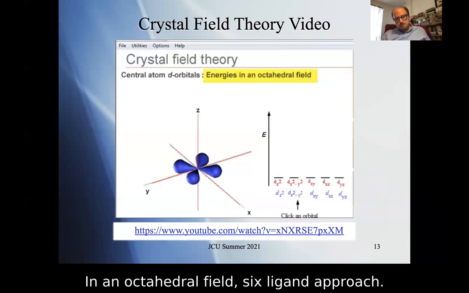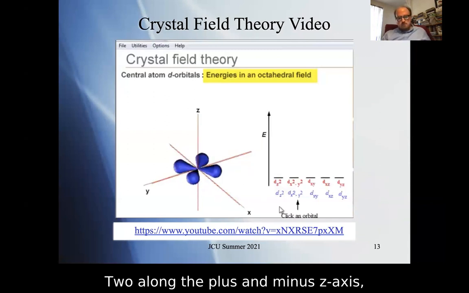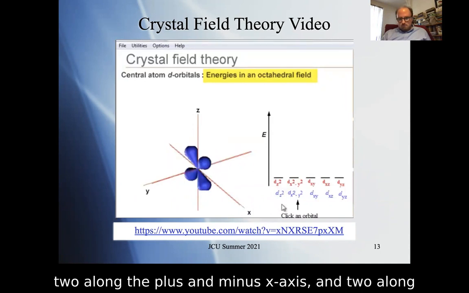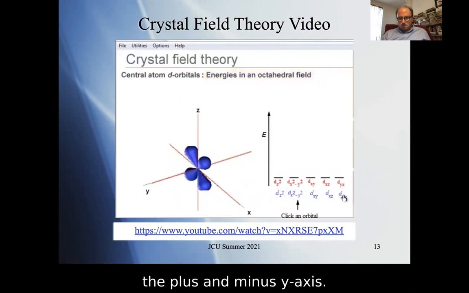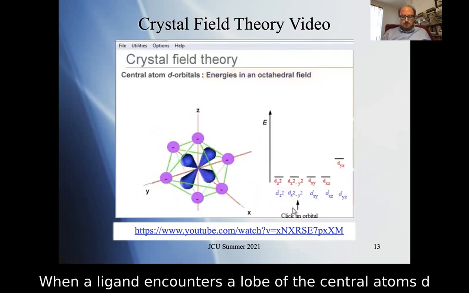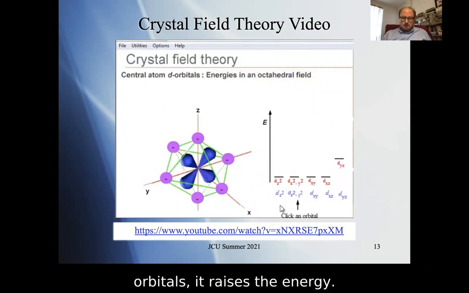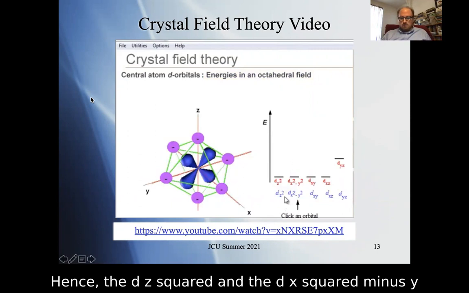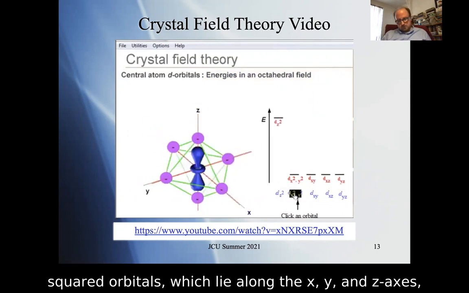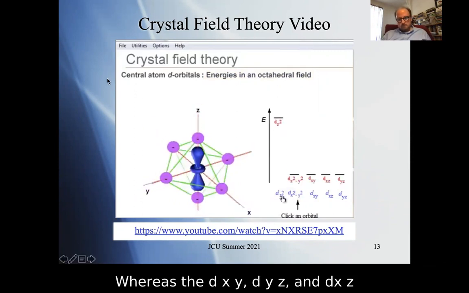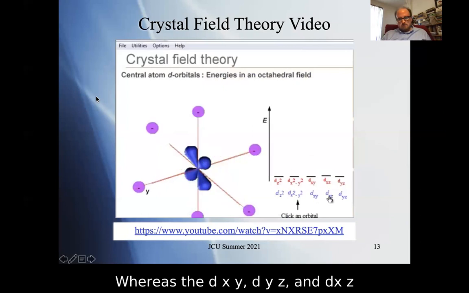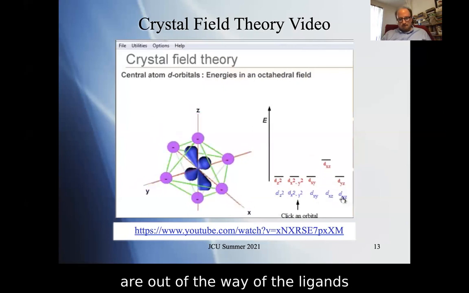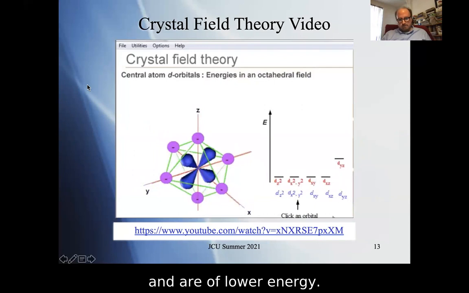In an octahedral field, 6 ligands approach, 2 along the plus and minus z-axis, 2 along the plus and minus x-axis, and 2 along the plus and minus y-axis. When a ligand encounters a lobe of the central atom's d orbitals, it raises the energy. Hence, the dz squared and the dx squared minus y squared orbitals, which lie along the x, y, and z axes, are raised in energies, whereas the dxy, dyz, and dxz are out of the way of the ligands and are of lower energy.